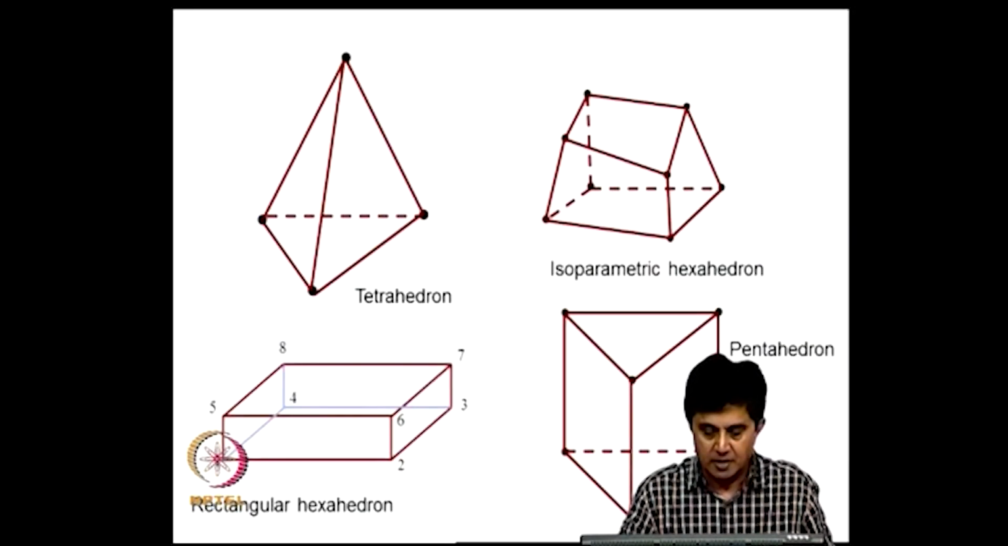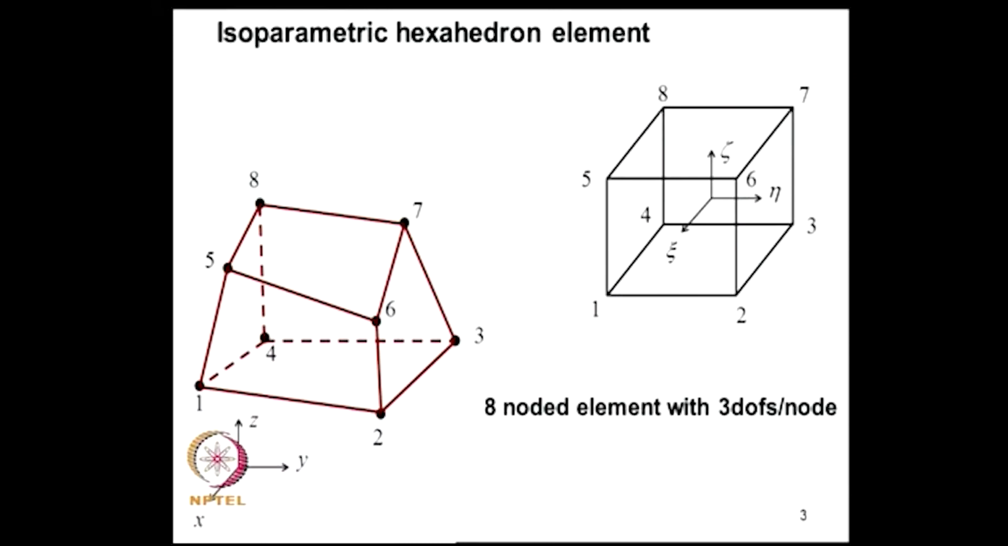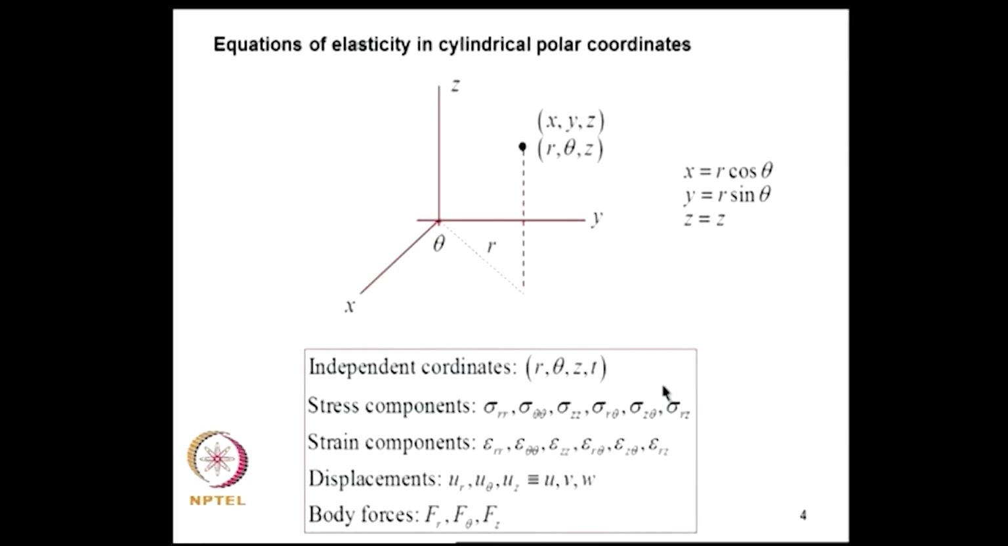So, in the previous class we considered three-dimensional elements and derived the structural matrices, rectangular hexahedron, isoparametric hexahedron and tetrahedron elements, and we worked out a simple problem also. Now, we will continue with that. So, this is a 8 noded element with 3 degrees of freedom per node. So, 24 degrees of freedom. This is isoparametric hexahedron element for 3-dimensional solids.